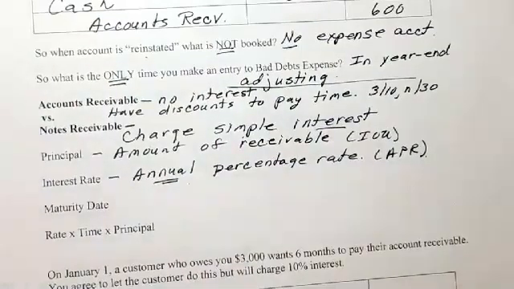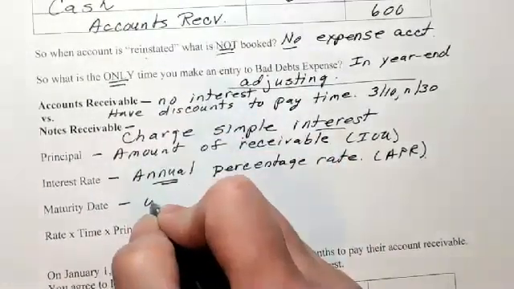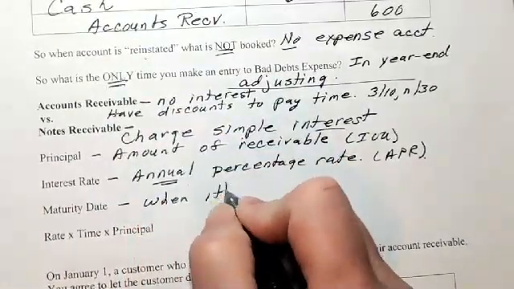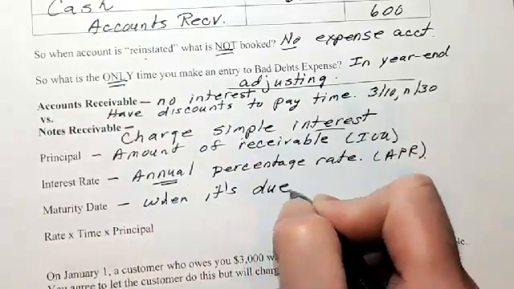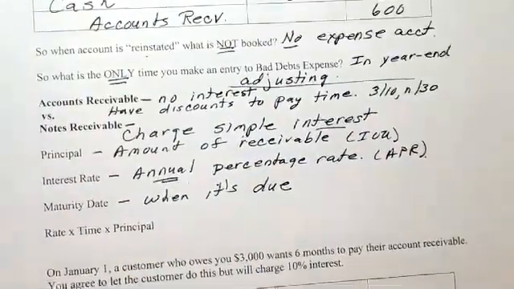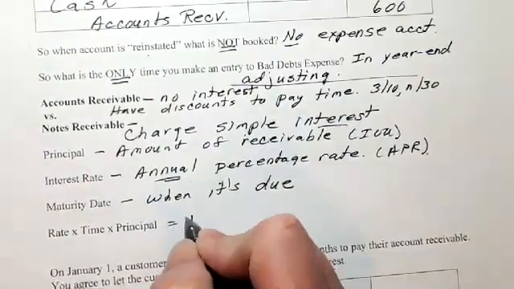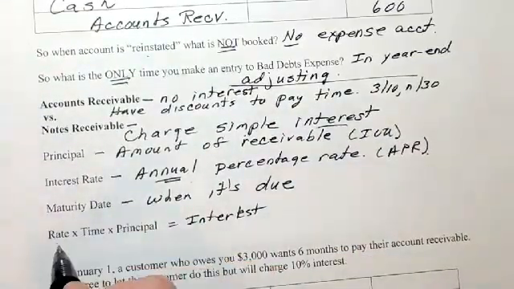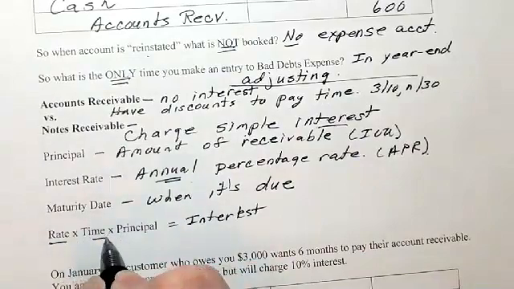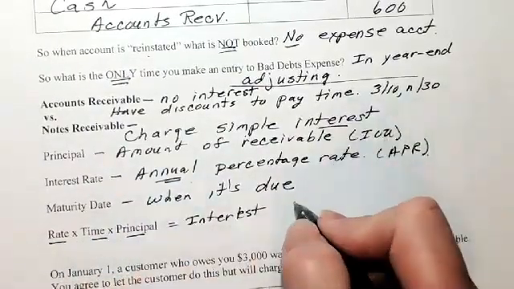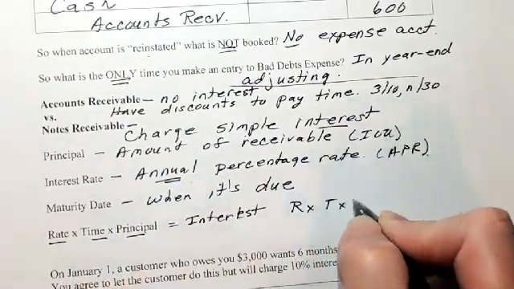The maturity date is when it's due. So when do you want payment? Again, we're on the receivable side. So when is it going to get paid to us? Interest is this formula, your rate times your time times your principal. So rate times time times principal.